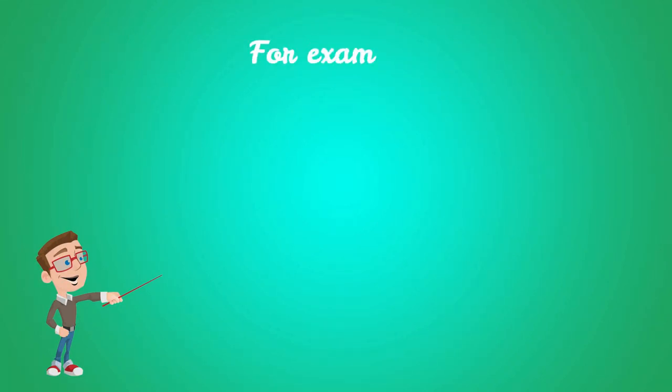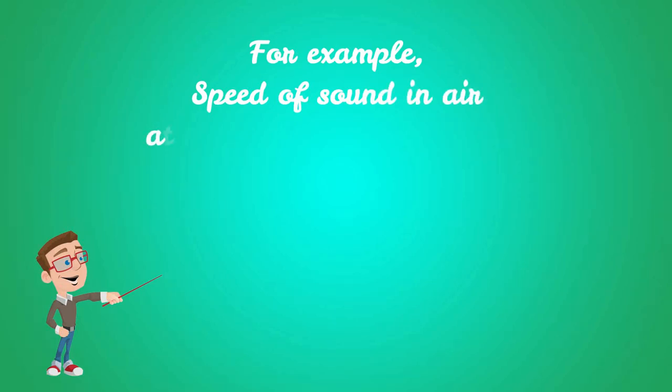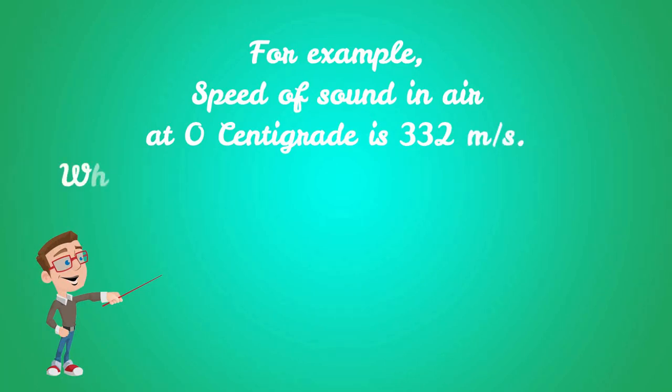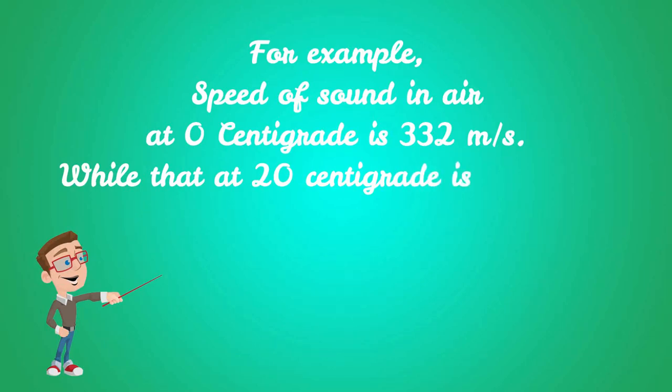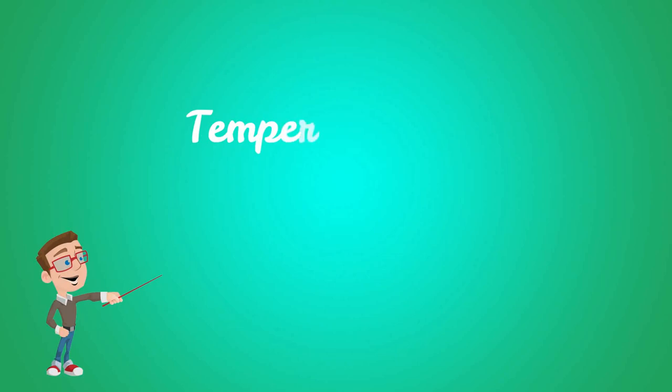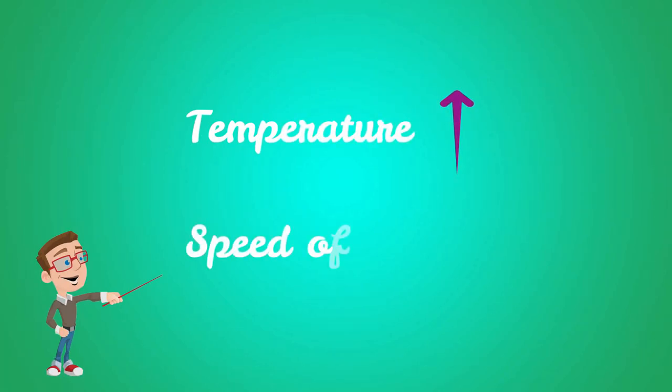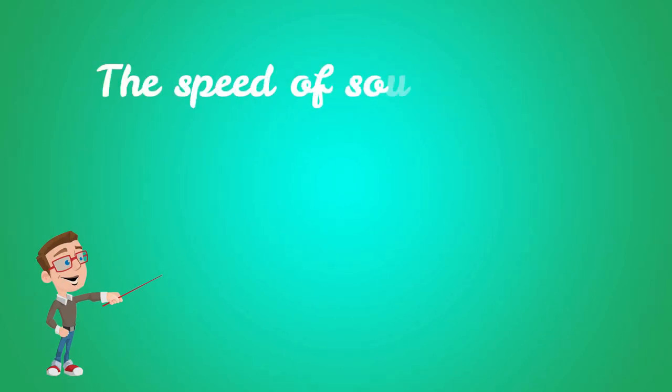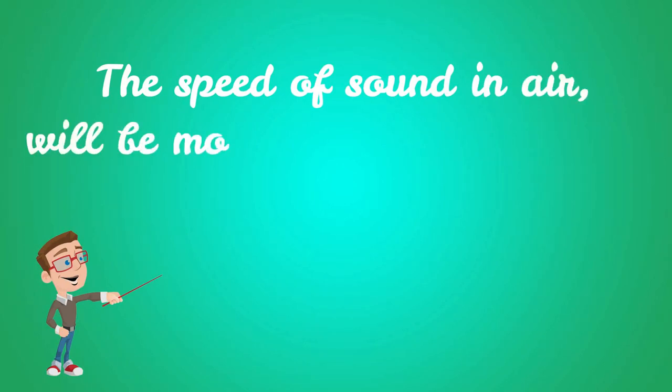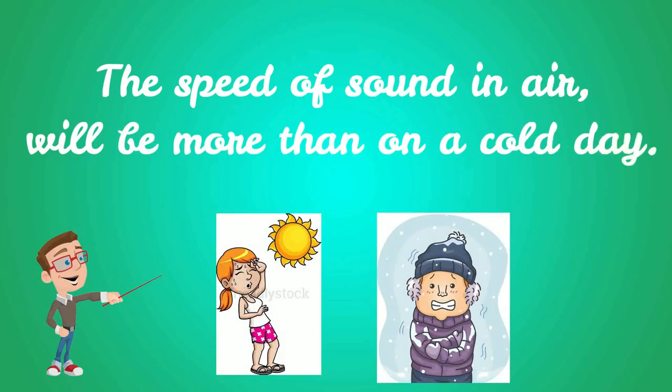For example, the speed of sound in air at a temperature of 0 degrees centigrade is 332 meters per second. But the speed of sound in air at a temperature of 20 degrees centigrade is 344 meters per second. In fact, as the temperature of air rises, the speed of sound in it increases. Thus, the speed of sound in air will be more on a hot day than on a cold day.